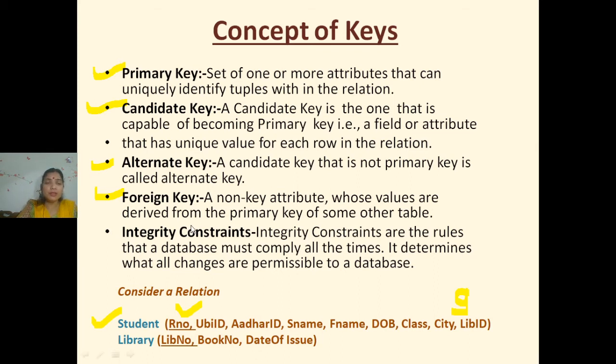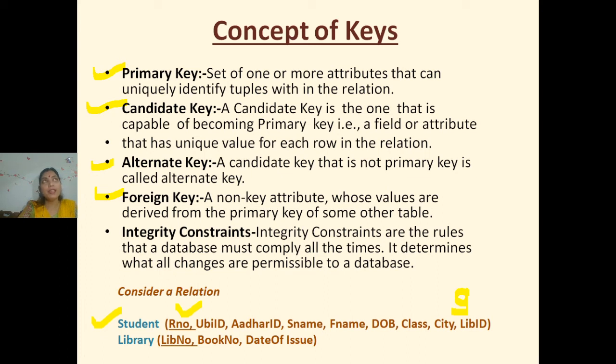So let's come to the definition part. Foreign key. Foreign key is always a non-key attribute. See, in table student, this library ID is a non-key attribute and it derives its values from the primary key of another table. See the library table. Library number is a primary key and this library number is giving its values to the library ID. So I hope the keys are quite clear to you.